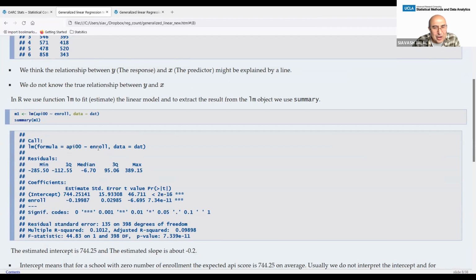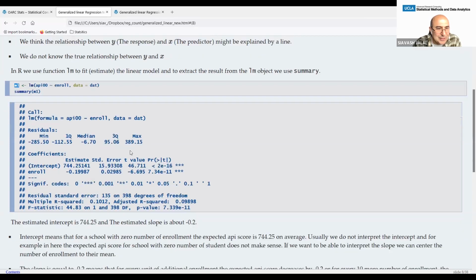And remember, R is object oriented. So this M1 that I saved here is not data, it is an lm object, right? When I do summary, it knows what it should do with lm objects. So it runs the summary based on this argument, which is an lm object. And then it gives you the result.